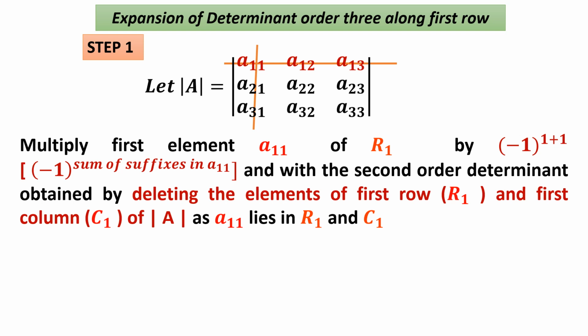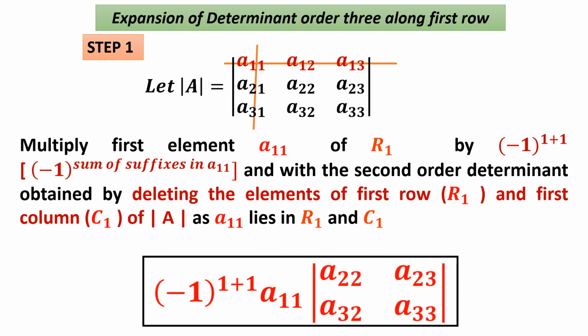When you remove it, the 2 cross 2 determinant you are getting is A22, A23, A32 and A31. That should be multiplied by minus 1 whole power 1 plus 1. We are multiplying minus 1 whole power 1 plus 1, A11 multiplied by the determinant. Now you are able to expand this determinant by the previous method, that is multiply the diagonals A22 into A33 minus A32 into A23. You know it.